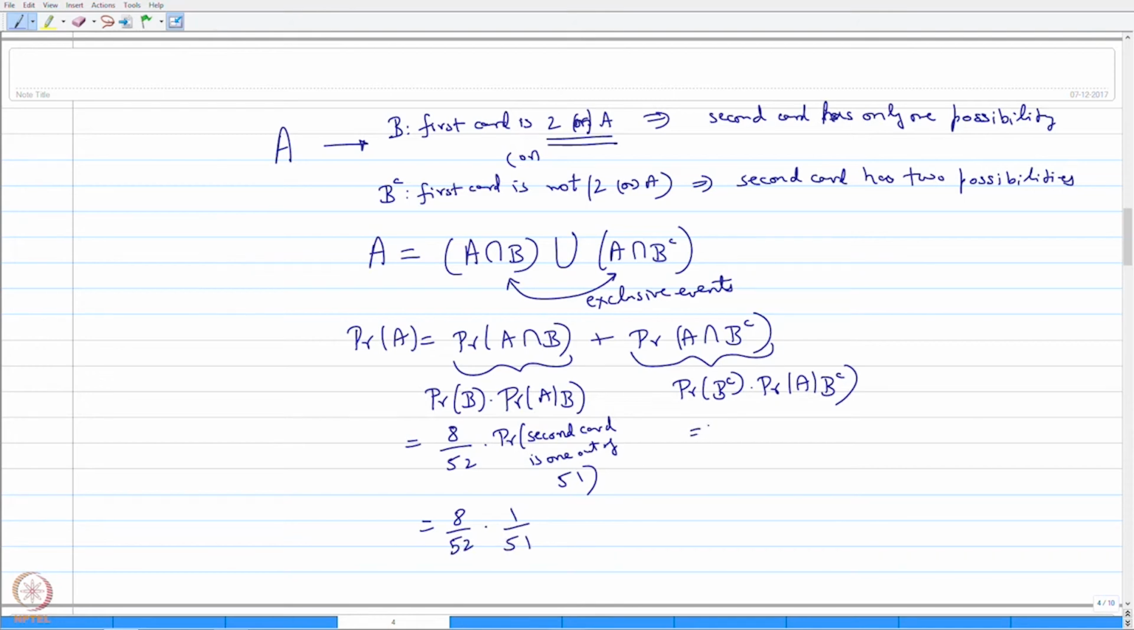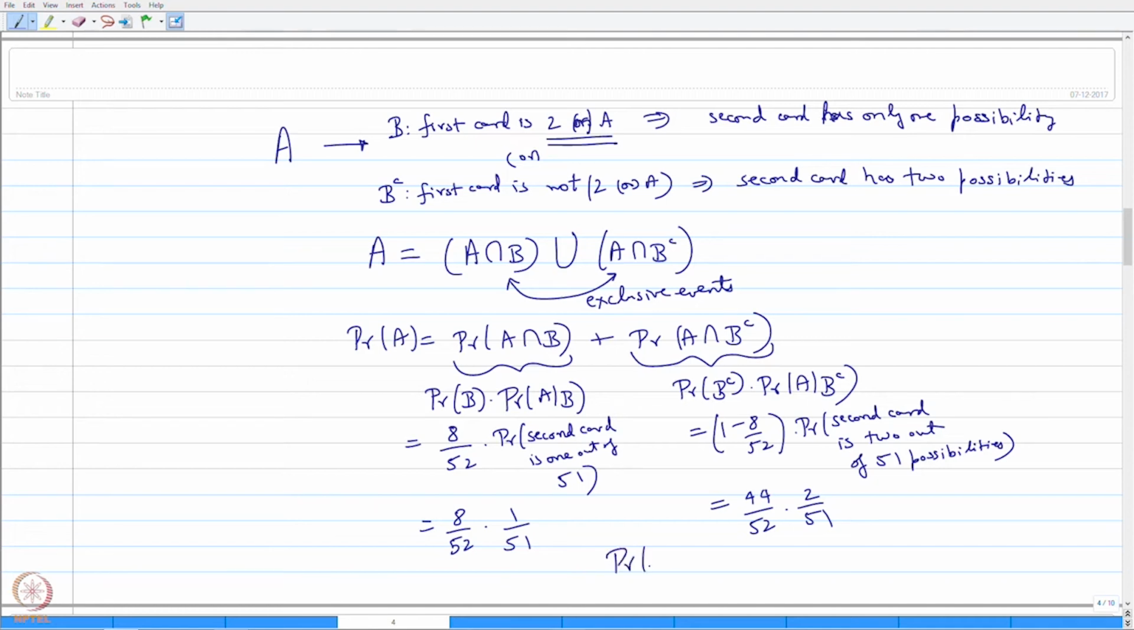So, what about here? Probability of B complement is 1 minus 8 by 52. So, 1 minus 8 by 52 times, here, the probability of the second card is 2 out of 51 possibilities. So, what is 1 minus 8 by 52? 52 minus 8 is 44, 44 by 52 times 2 by 51. So, if you do these two things, finally, you can put it together and write down probability of A.